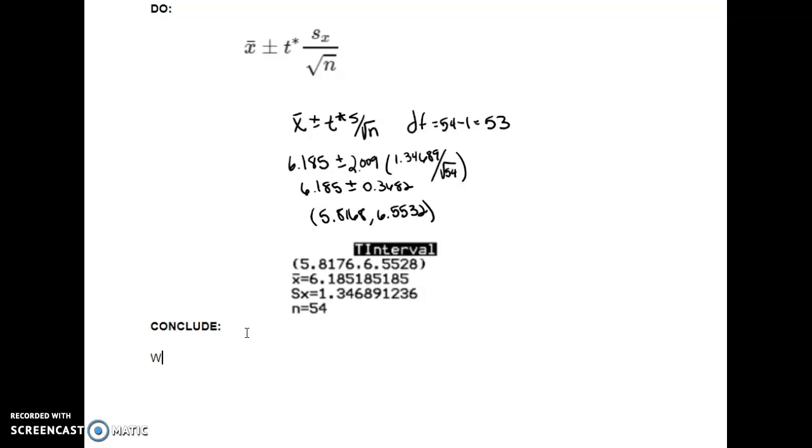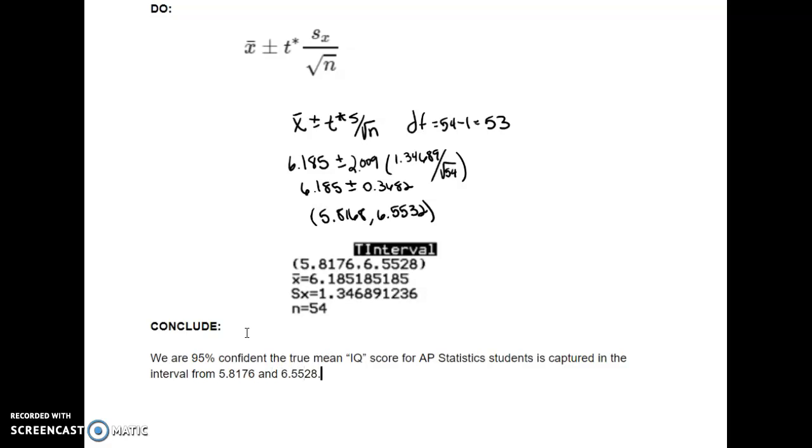And then the conclusion, same basic format. So we are 95% confident the true mean IQ score for AP statistics students is captured in the interval from 5.818176. I'm going to use what the calculator gave me, and 6.5528. Just again, because it is a little bit more accurate with those degrees of freedom.